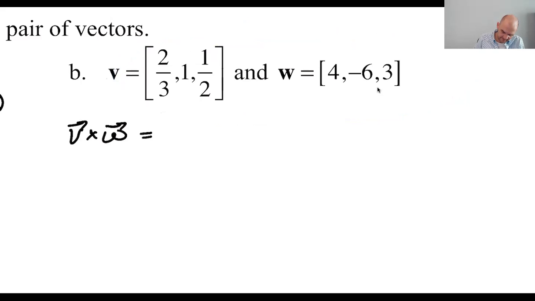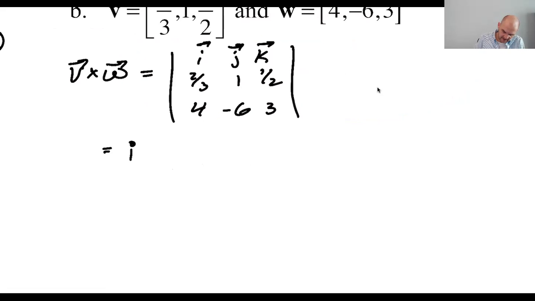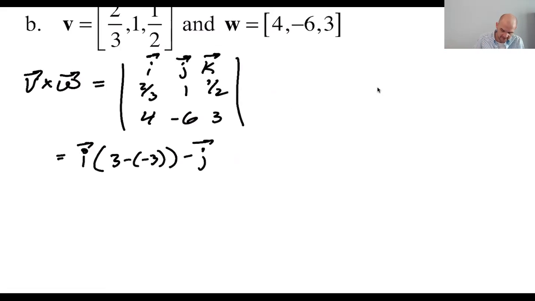All right, v cross w, it's going to be i, j, k. So 2/3, 1, 1/2, 4, negative 6, 3. All right, so it's going to be i, and then you cross out the row and the column, and you do diagonal. So it's 3 minus negative 3, minus j. If you have to pause, rewind, look at it again, there's nothing wrong with that. The minus in front of j is the thing you're going to ultimately get wrong accidentally when you're under pressure.